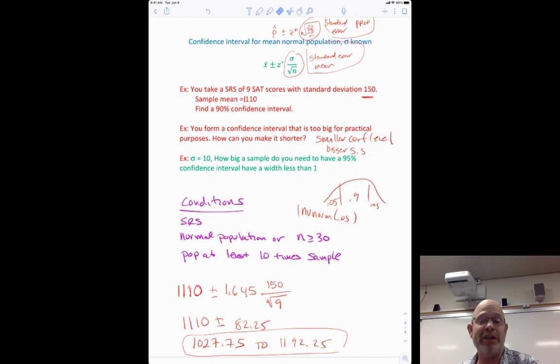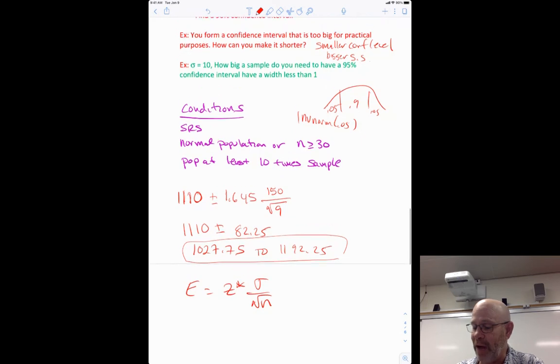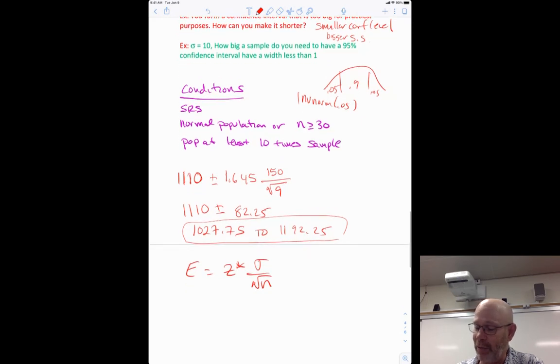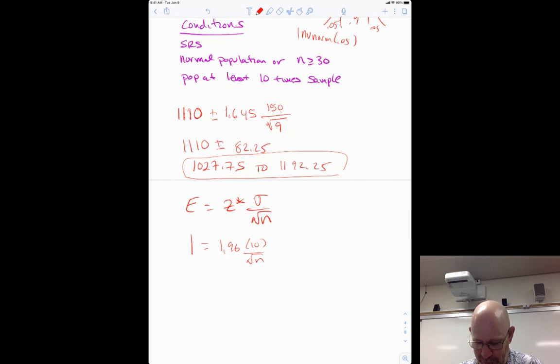So if we have a standard deviation of 10, how big a sample size do we need to have a 95% confidence interval with less than 1? Remember again, my margin of error formula is z star times the standard deviation over the square root of n, right? So how big a sample size do I need to be within 1? My margin of error would be 1. 95%, 1.96. Standard deviation of the population was 10 over the square root of n. It's just an algebra problem like we've set up before. I'll walk you through the steps.